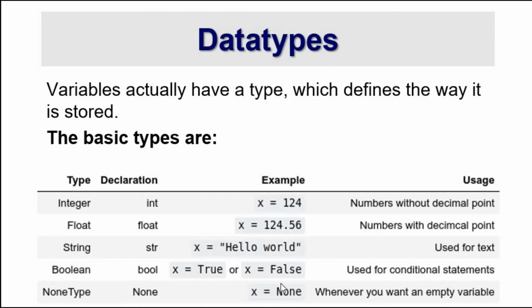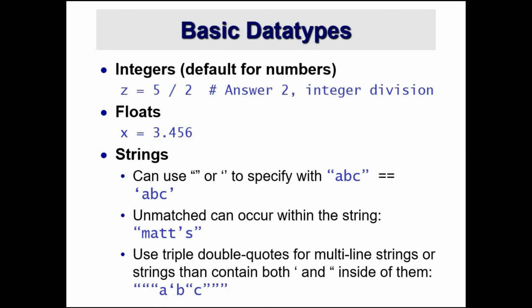Okay, now let's move on. The basic data types that we commonly use in the Python language are integers, floats and strings. These three are the commonly used data types in Python. Integers are the default for numbers, like z is equals to 5 divided by 2, where z is a variable and this is an assignment operator. The answer is 2, integer division. Then it comes to floats.